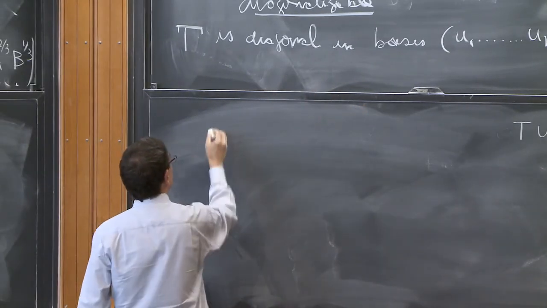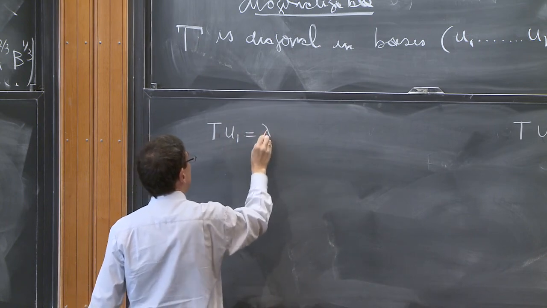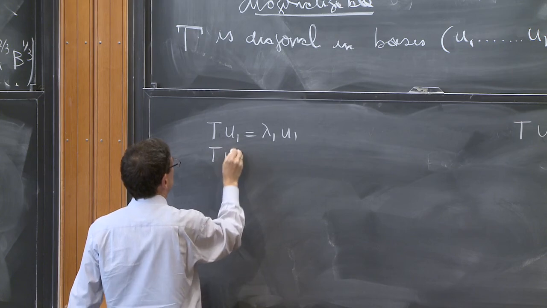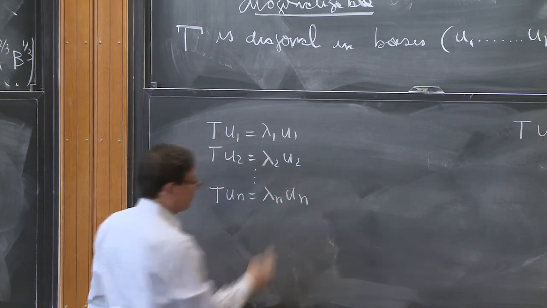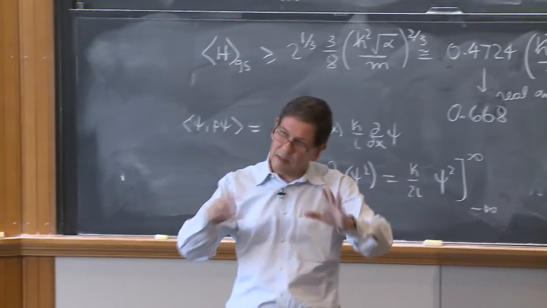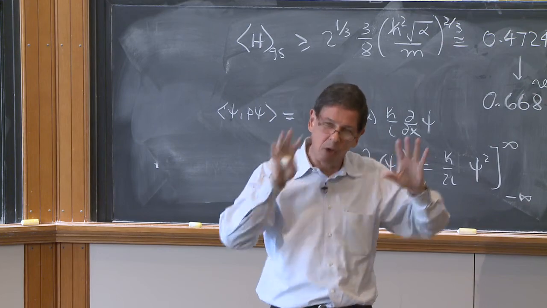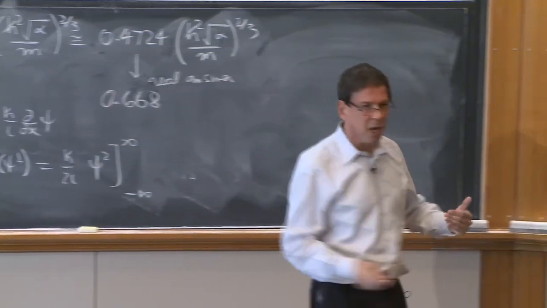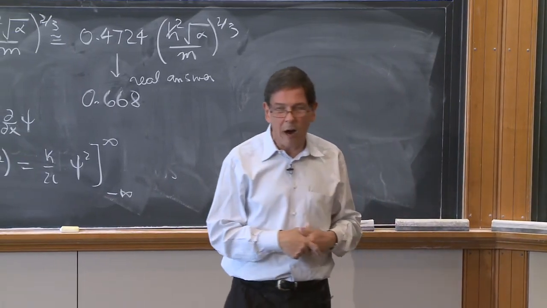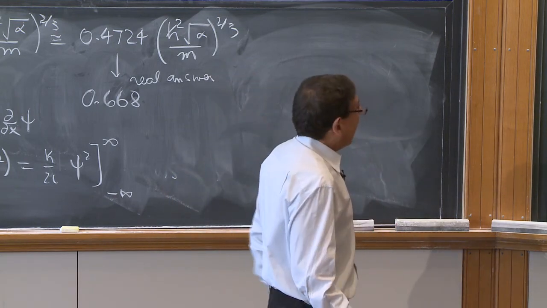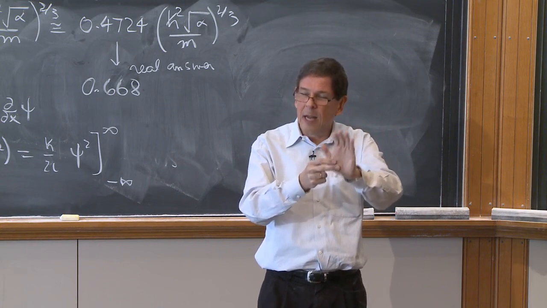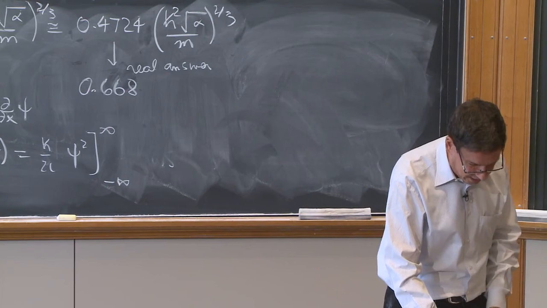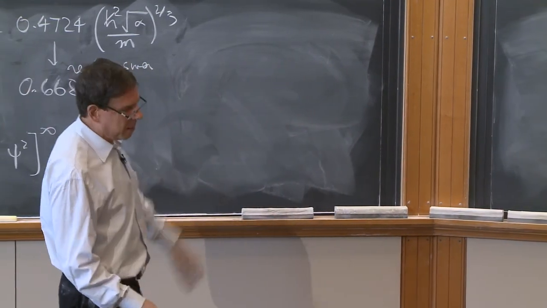So if it's diagonal in this basis, you have that T on U1 is lambda 1, a number, times U1. T on U2 is lambda 2 times U2. And T on UN equals lambda n times UN. So what you learn is something that maybe you thought is tautological, but it's not quite tautological. You learn that if you have a set of basis vectors in which the operator is diagonal, these basis vectors are eigenvectors of the operator. And then you learn something that is quite important, that an operator is diagonalizable if and only if it has a set of eigenvectors that span the space. So the statement is very important.